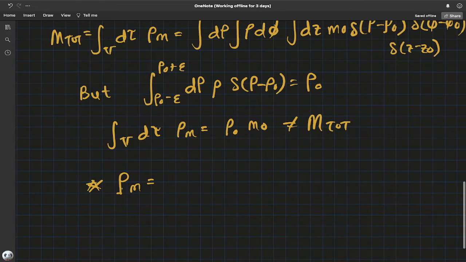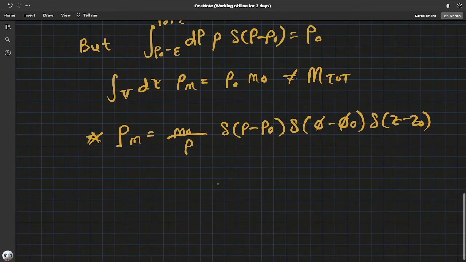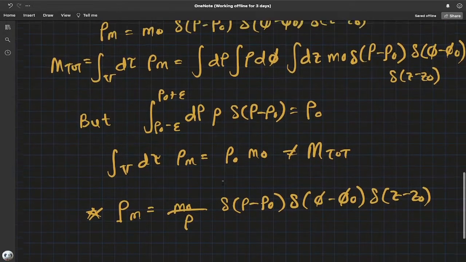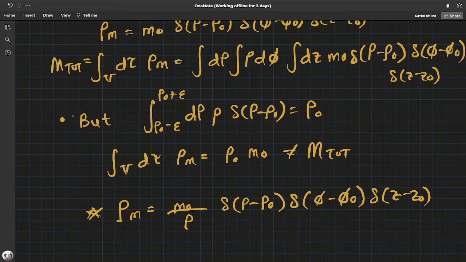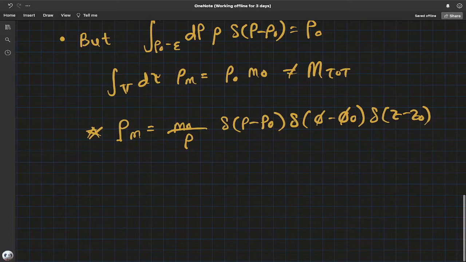What we can do is just redefine our density function to be m naught over rho, delta rho minus rho naught, delta phi minus phi naught, delta z minus z naught. If you integrate this out, you notice that the rho from the volume element and this rho cancel out, thus eliminating the rho in the integral I've bulleted here. So we just get a 1 in place of rho naught, which is a desirable answer because it removes the rho naught here and we get the total mass as m naught.